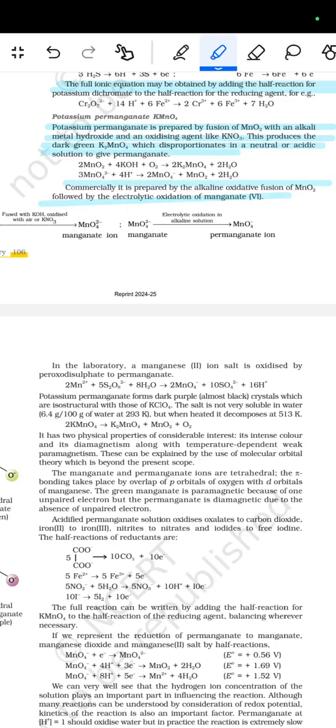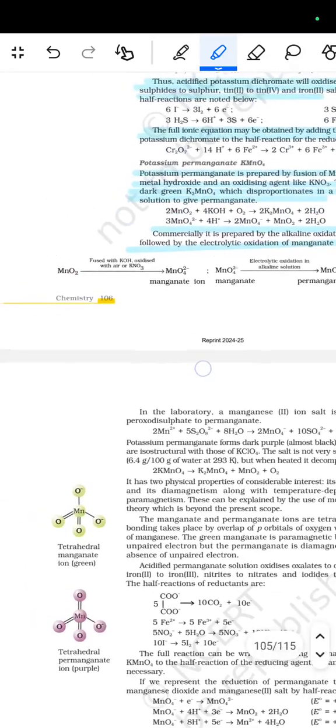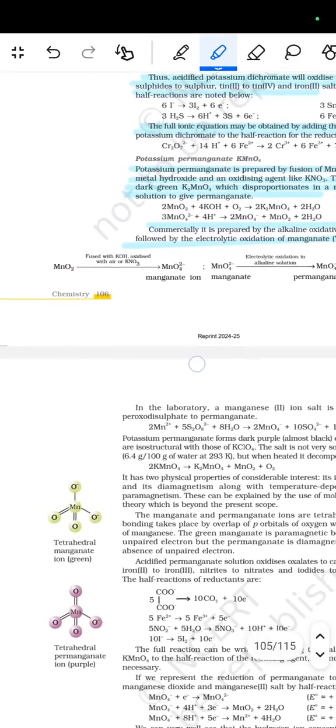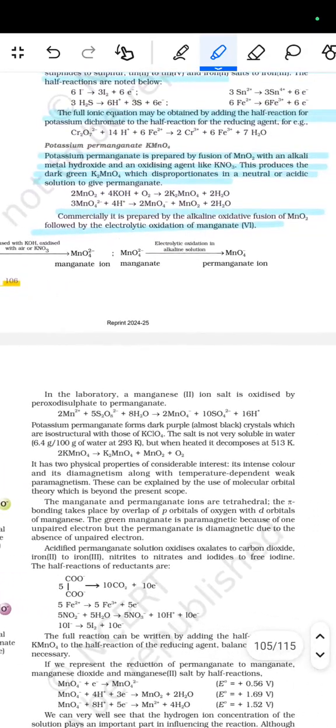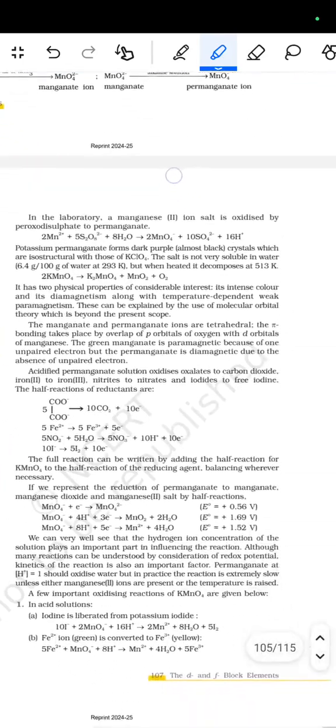Commercially, it is prepared by the alkaline oxidative fusion of MnO2 followed by the electrolytic oxidation of the manganate. फिर आता है MnO2 fused with KOH, oxidized with air or KNO3, gives MnO4 2- manganate ion. फिर MnO4 2- manganate का इलेक्ट्रोलाइटिक ऑक्सीडेशन इन अल्कलाइन सोल्यूशन करेंगे तो MnO4- यानी परमैंगनेट आयन बन जाएगा.